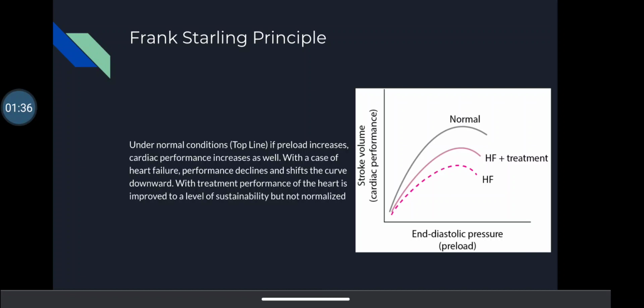So the Frank-Starling principle is going to test the heart's function. That top line is the normal line. That's normal conditions, just a normal heart, and that's how well it's going to perform. But with a heart failure, it's going to drop all the way down to that very bottom line that's red and jagged. That's where the heart's going to go down function-wise, so it's not going to function as well. But with treatment, performance of the heart can actually be sustained to a point where it can function. We just can't get it back up to that very top normal line.